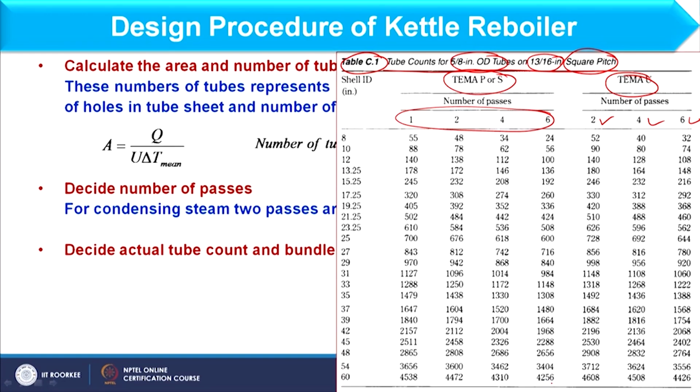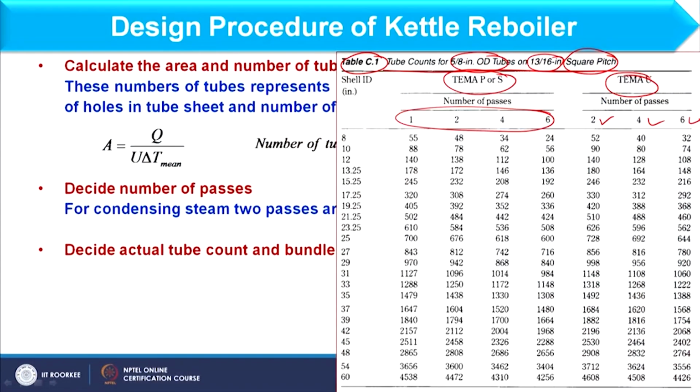Now, what will happen? You can decide the OD of the tube as we have discussed in previous lectures, and you can decide the pitch and arrangement also. Depending upon all these 3 parameters, you will find the correct table. In the book, tables up to C8 are available depending upon different OD, arrangement as well as pitch. So, let us say I am considering 2 passes of U tube, and the number of tubes you have calculated, let us say, is 120. So, the actual tube count in this case should be 140. Whatever number of tubes is available on the larger side, more than what you have calculated, you have to consider as the actual tube count.